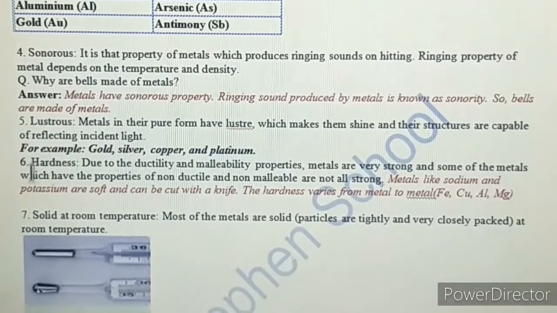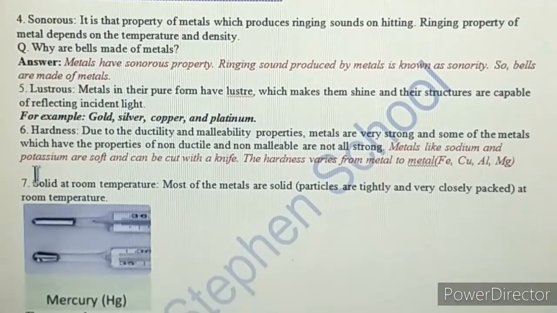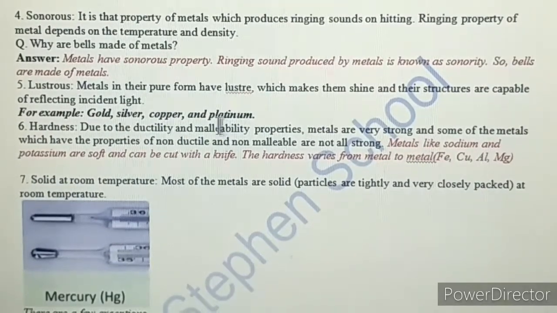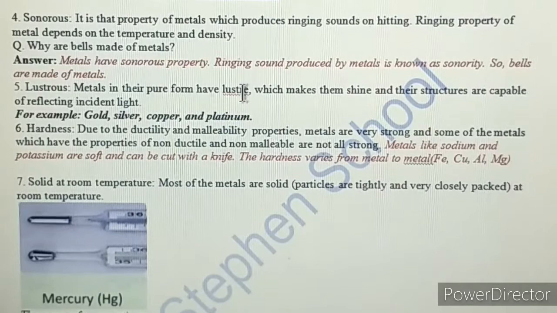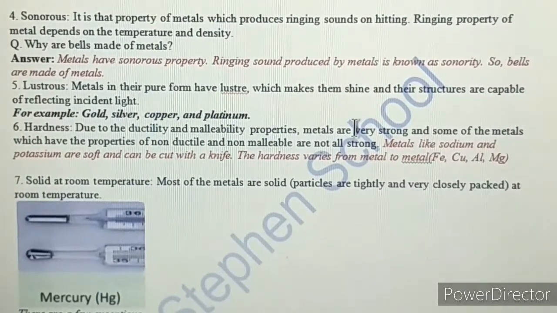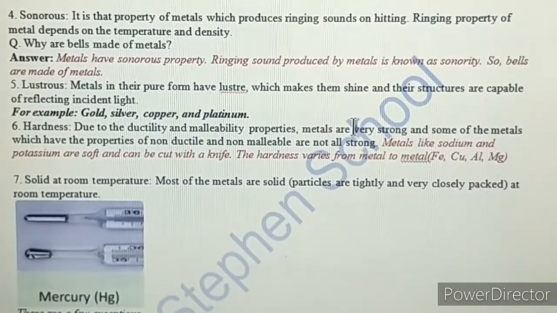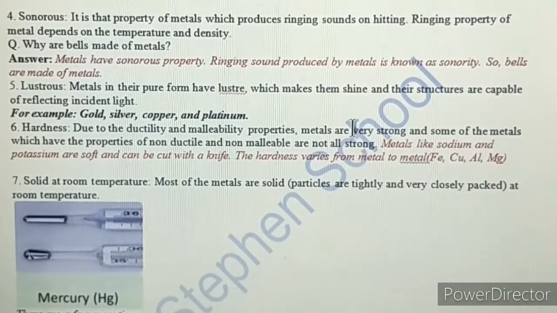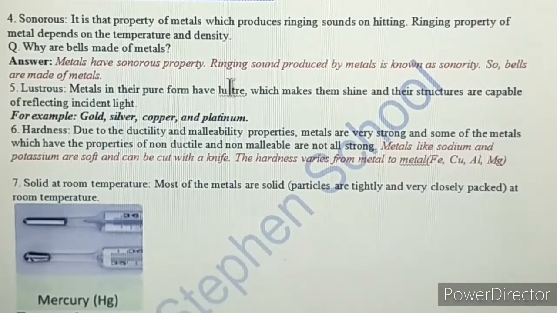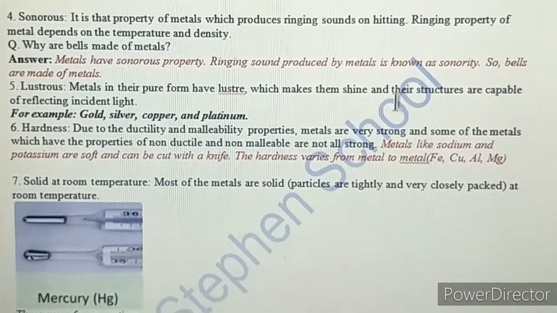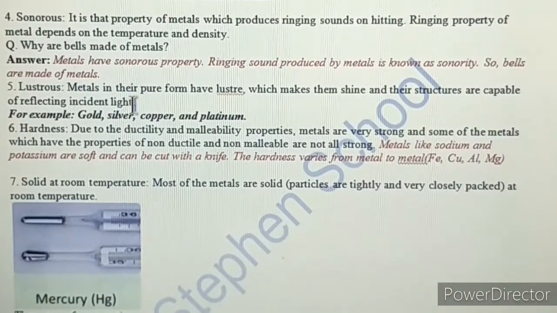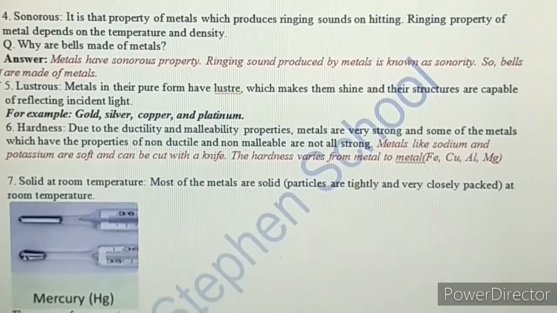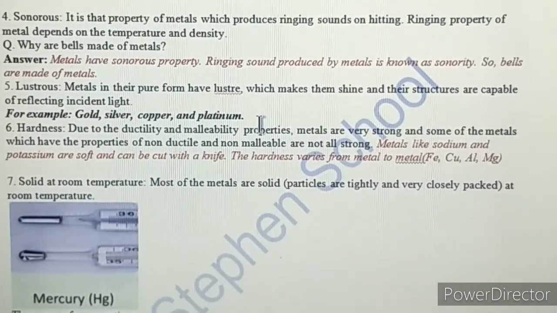Now the next property of metal is lustrous. Metals in their pure form have luster, that means shine. But sometimes metals, when they come in contact with oxygen and moisture, oxidize and get rusted, corroded. So metals in their pure form have luster, which makes them shine, and their structure is capable of reflecting incident light. Reflection you have read in class 7.